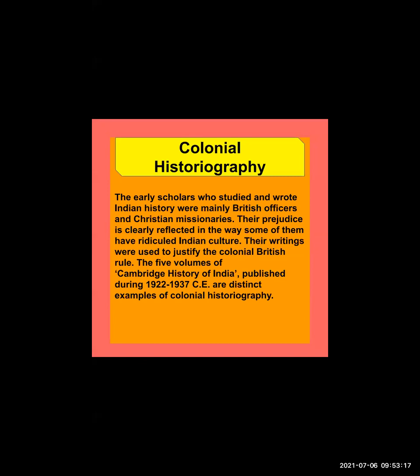The 5 volumes of Cambridge History of India, published during 1922 till 1937 CE, are distinct examples of colonial historiography. Their writings were totally used to justify the colonial British rule, and a very good example is given here, a book of 5 volumes named Cambridge History of India, published during 1922 to 1937 CE.